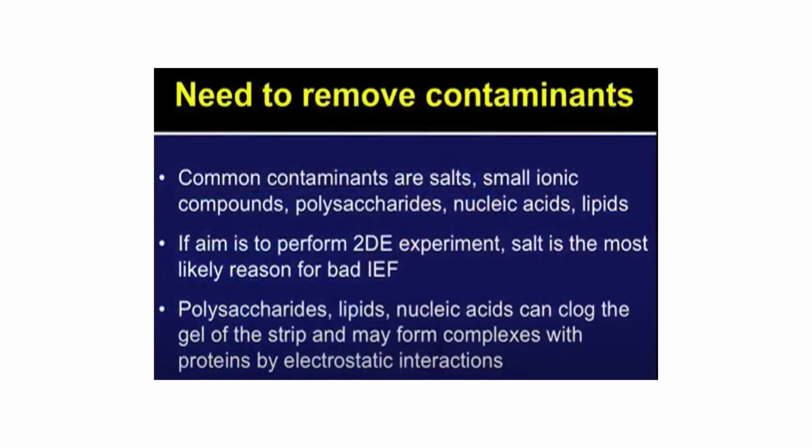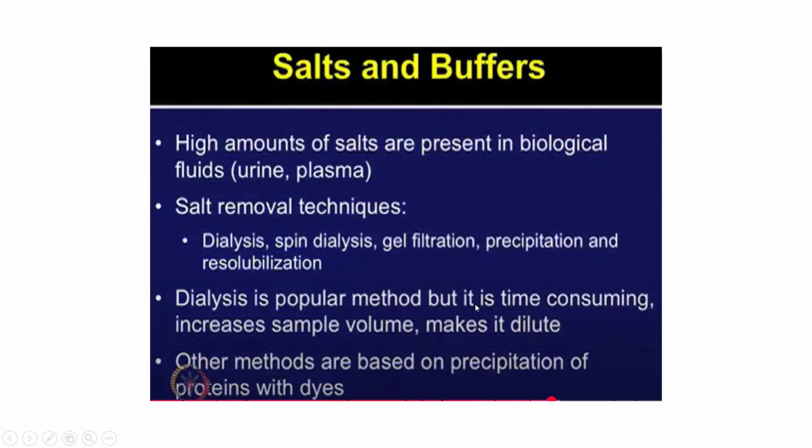Then you need to remove contaminants like salts, small ionic compounds, polysaccharides, nucleic acids, lipids, etc. If your aim is to perform two-dimensional electrophoresis, salt is most likely the reason for bad IEF. So if you are doing isoelectric focusing as your next analysis technique, make sure that you completely remove the salt, which can be done with dialysis, gel filtration, or precipitation techniques. Sources like urine and plasma generally have high amounts of salts, so make sure those are removed. If you are not doing isoelectric focusing, you can go ahead with some other technique as well.